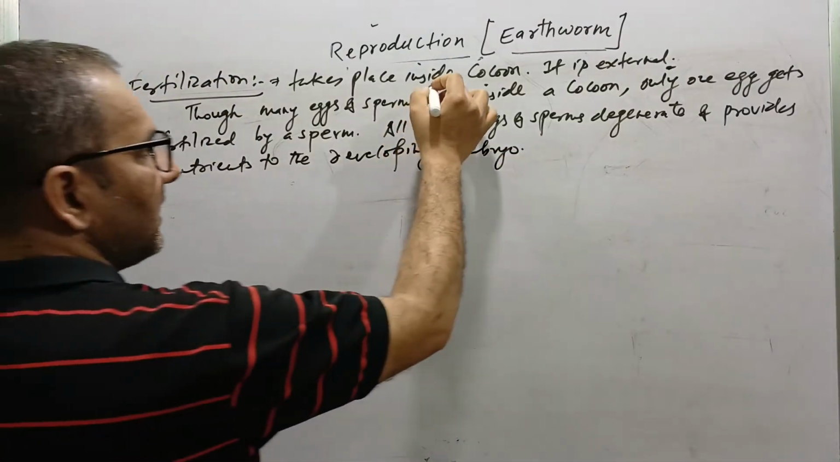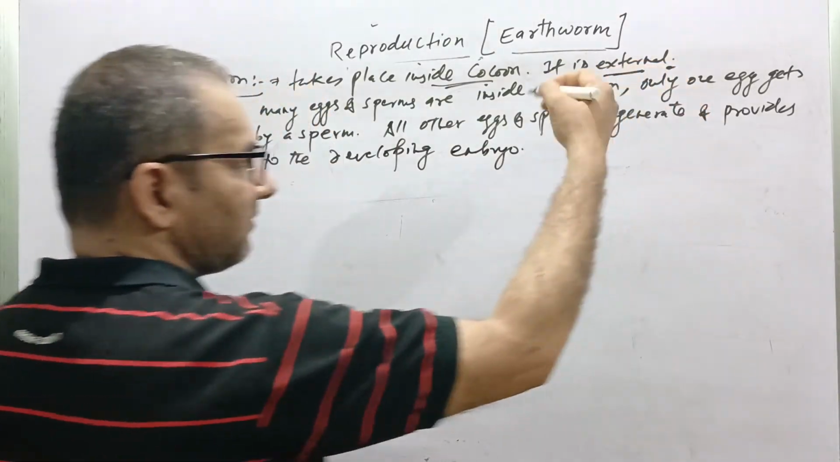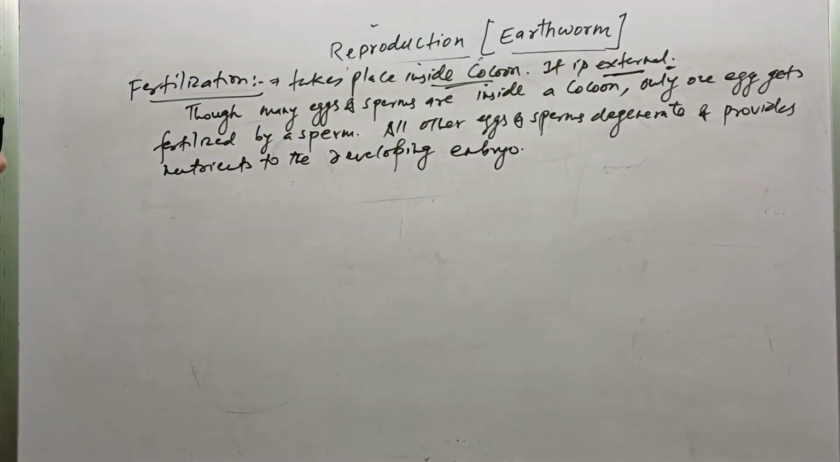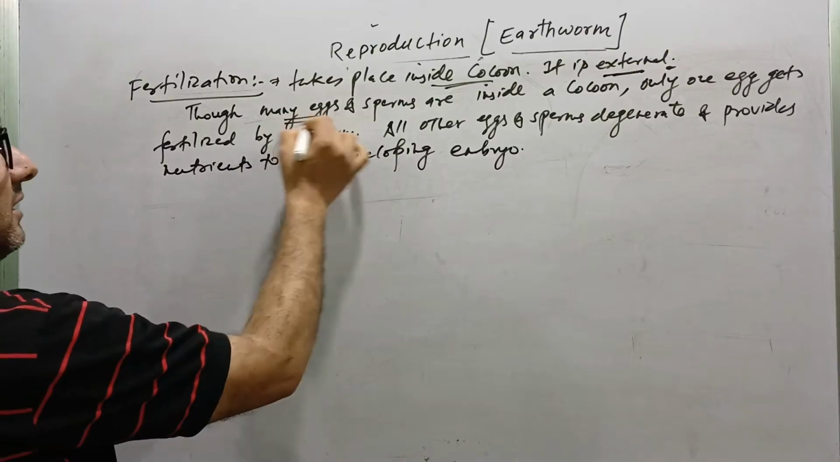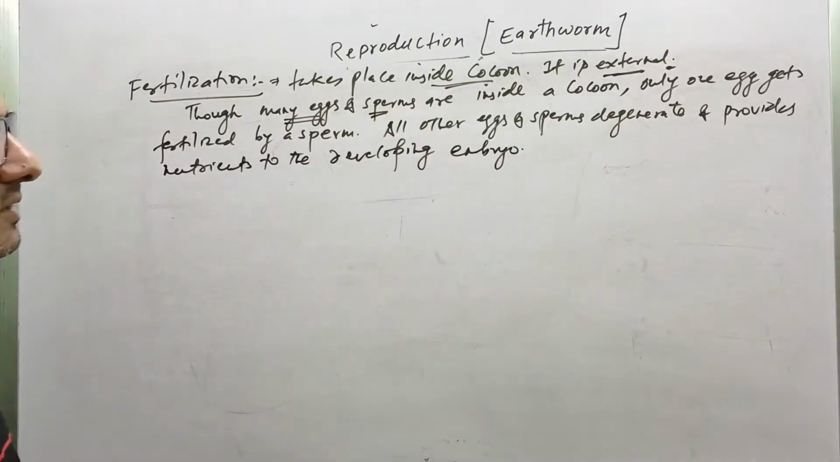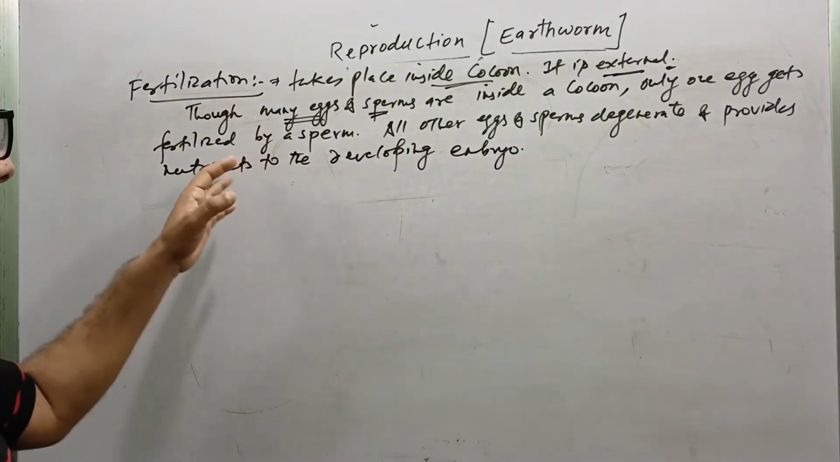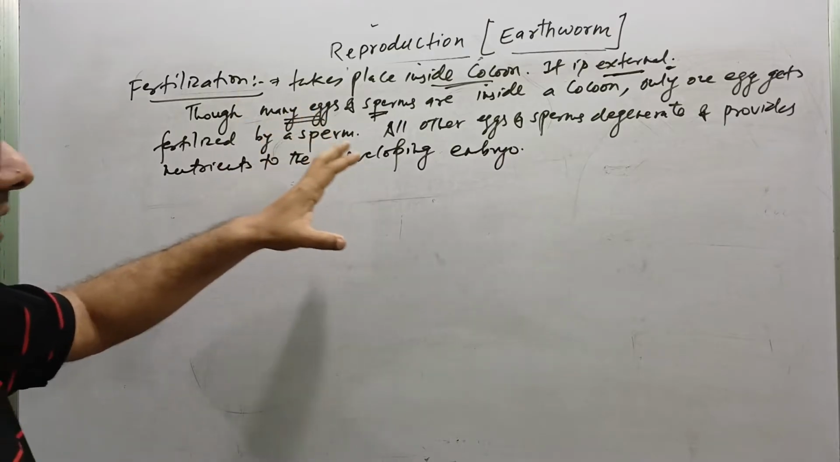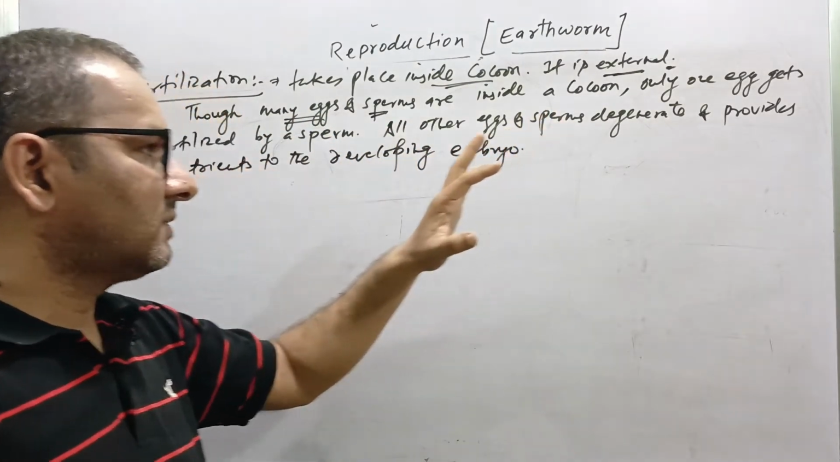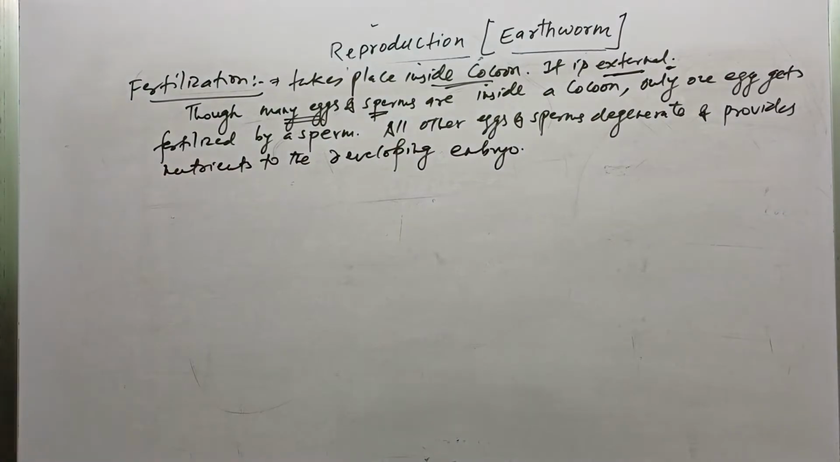It takes place inside the cocoon. As it takes place outside the body, it is external, and though there are many eggs and many sperms present inside a cocoon, only one egg gets fertilized by a single sperm, and all other eggs and sperms degenerate and provide nutrients to the developing embryo.